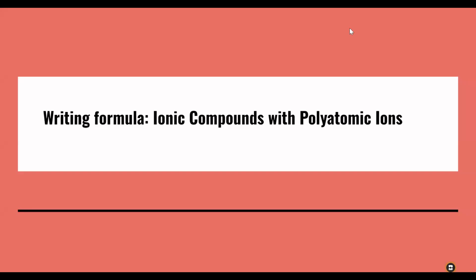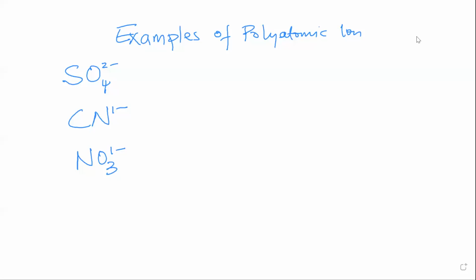This is ionic compounds with polyatomic ions. But before we continue, we have to understand what a polyatomic ion is. Polyatomic ions are a group of atoms with a charge.